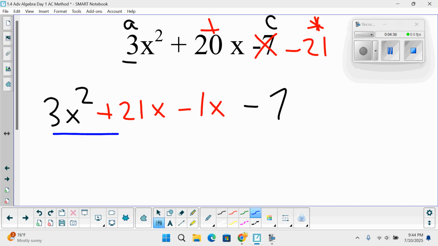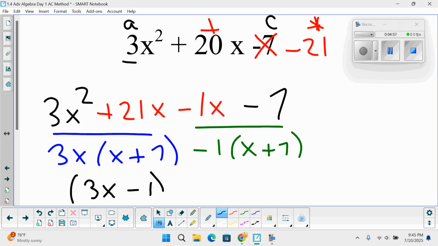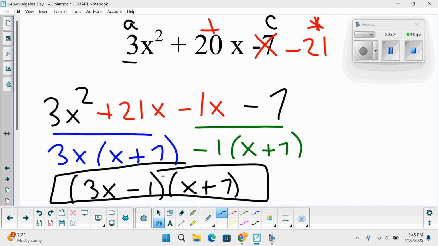It's grouping time. I've got my blue group and my green group. My blue group, I'll pull out a 3x, leaving me with x plus 7. In my green group, I'll pull out a -1, leaving me with x plus 7. Well, that was a coincidence. On the last one, we were left with a -1 there. My brand new group, abracadabra poof, is 3x minus 1. And my merge group is x plus 7, factoring with the AC method.